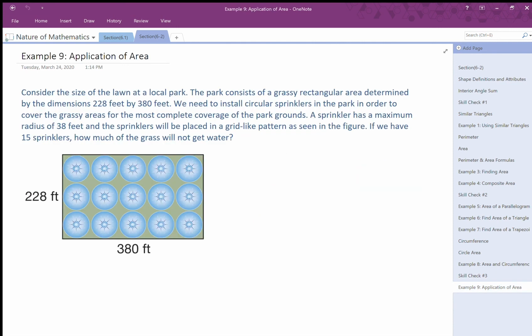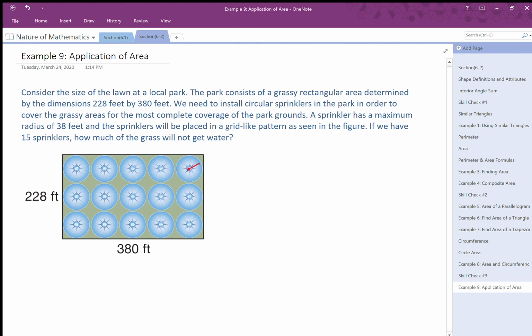Example 9, application of area. Consider the size of the lawn of a local park. The park consists of a grassy rectangular area determined by the dimensions of 228 feet by 380 feet, as shown in the image. We need to install circular sprinklers in the park in order to cover the grassy areas for the most complete coverage of park grounds. The sprinkler has a maximum radius of 38 feet, and the sprinklers will be placed in a grid-like pattern as seen in the figure. If we have 15 sprinklers, how much of the grass will not get water?